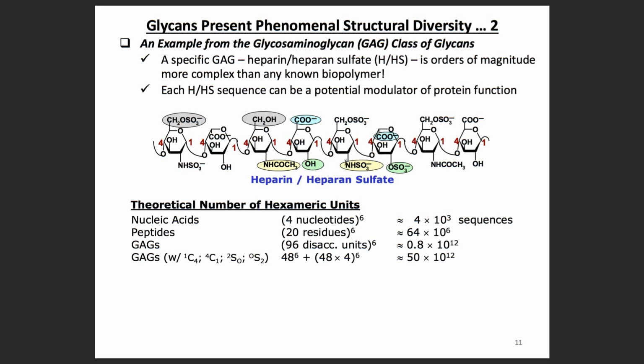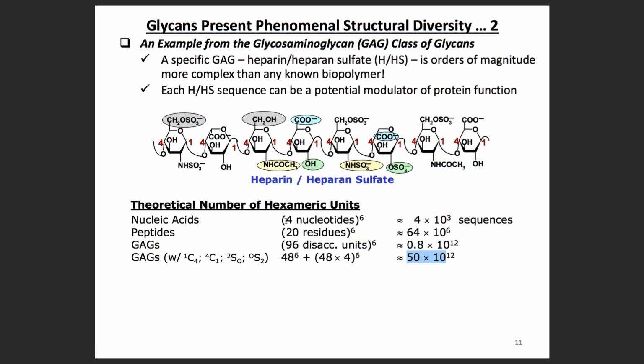To give you an idea about the structural diversity of glycosaminoglycans, if you consider the heparin or heparan sulfate glycosaminoglycan, then there are 48 different types of disaccharides. And if you consider that we have a hexameric unit, then 48 raised to 6 is the number of distinct structures possible for a hexameric form of heparan sulfate. Heparan sulfate that we have could actually have more than 100 monosaccharides in a chain, but we are simply considering a hexameric unit, which is 12 residues. And the number of possibilities is on the order of 10 raised to 12 unique structures.